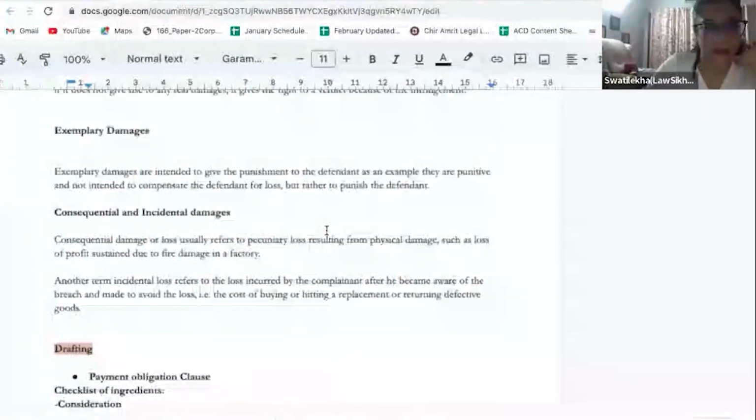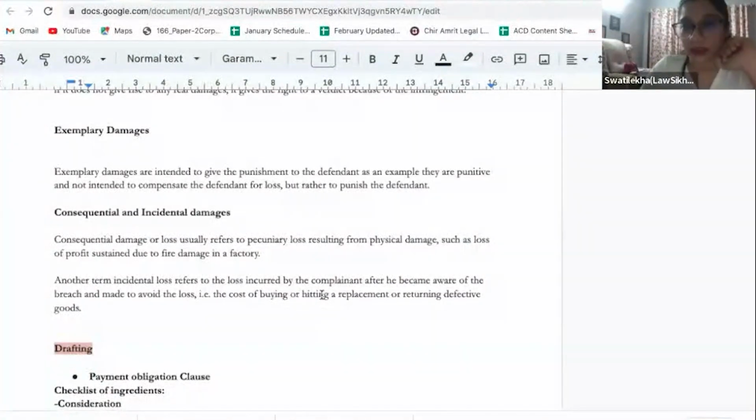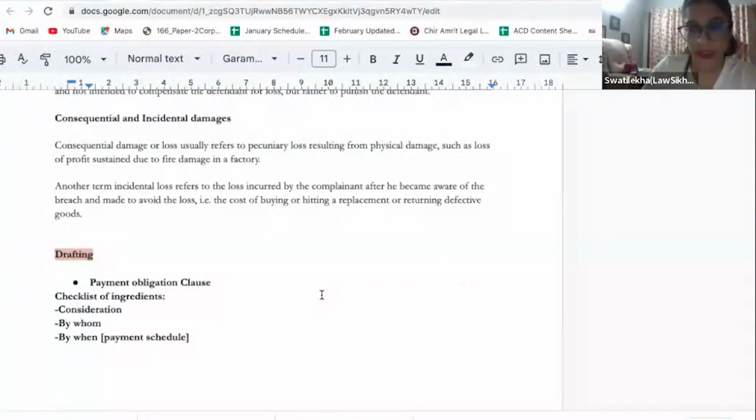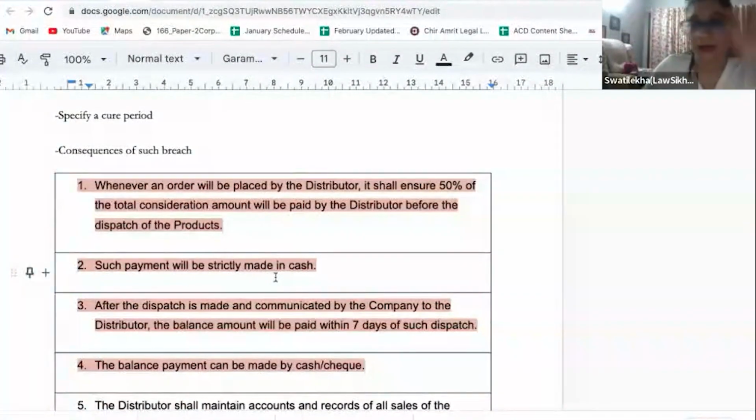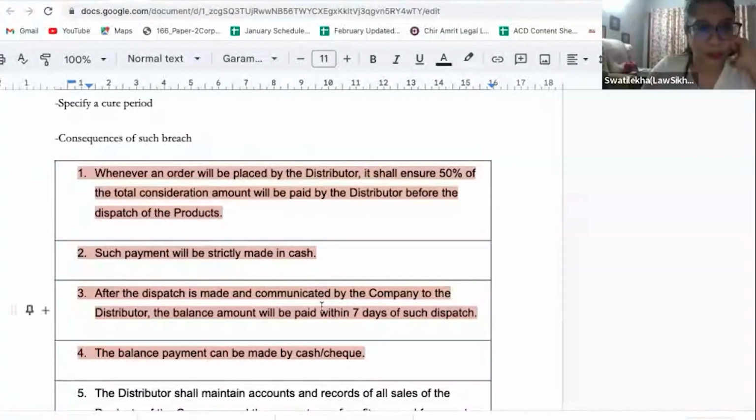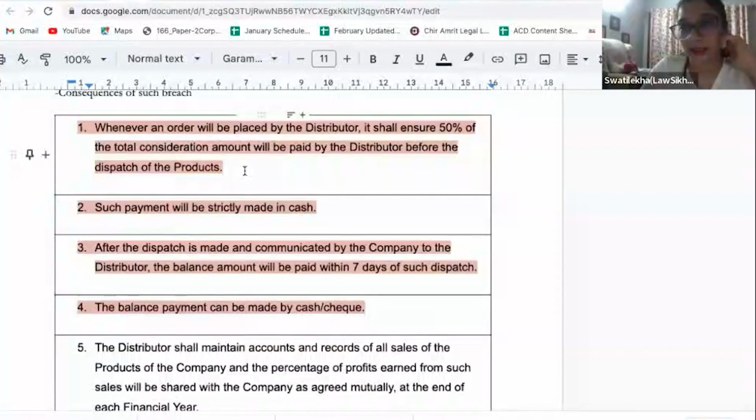I'm going to tell you a method which I think I have already told you, but I don't know if you have started following it. If not, this is the ideal exercise from which you can start following it. What is that? Preparing a checklist before starting the draft. So I'll draft the payment obligation, and I have already highlighted the points that belong to your payment obligation.